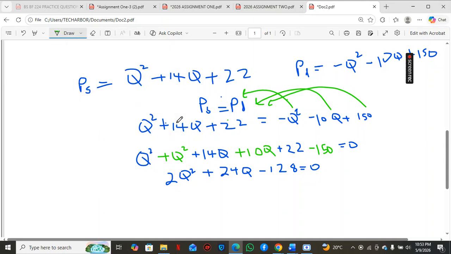We divide everything by 2. 2q squared divided by 2, that is q squared, plus 24q divided by 2, that is 12q. Then negative 128 divided by 2, that is minus 64, equals 0.